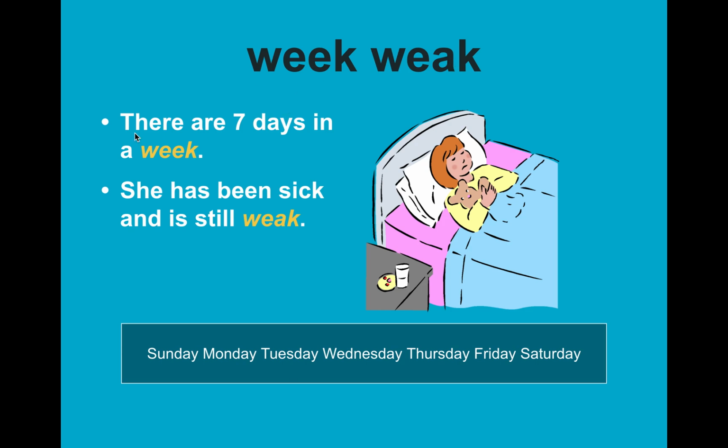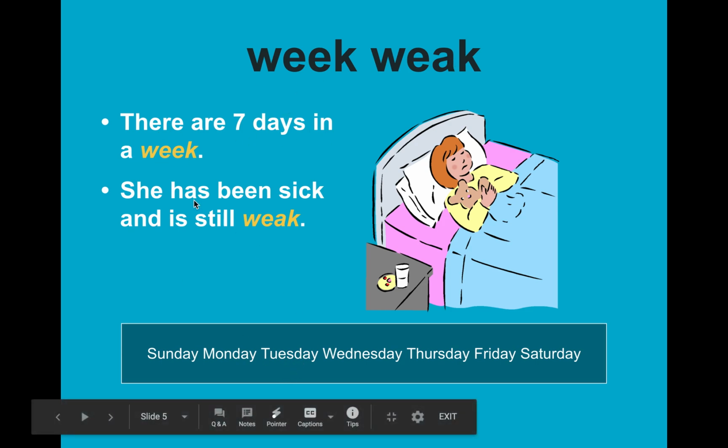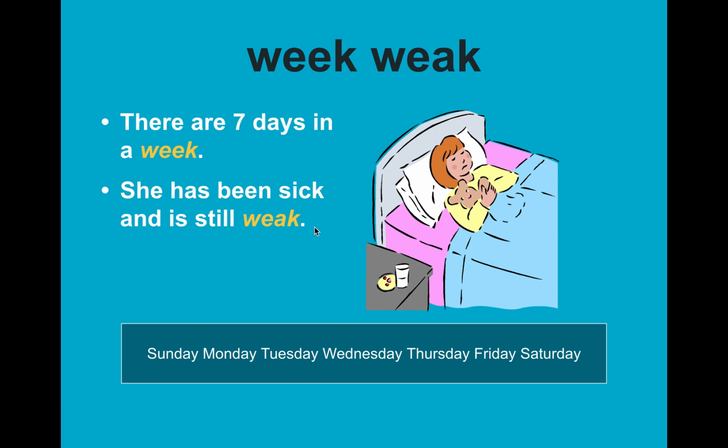We have week and weak. There are 7 days in a week, referring to a day of the week. Notice how the spelling is different, meaning they have 2 separate meanings each word. She has been sick and is still weak, meaning no energy.